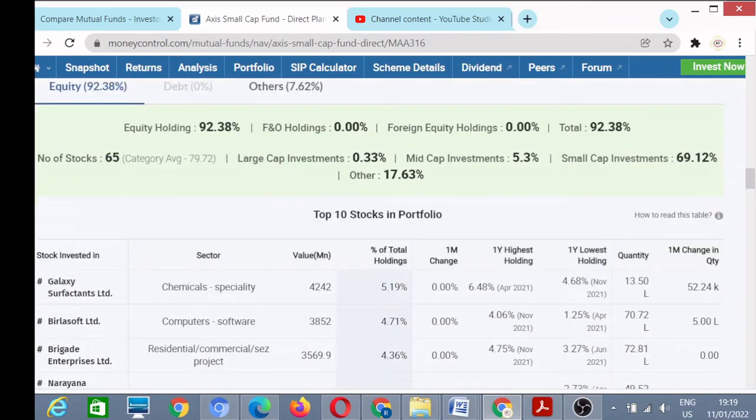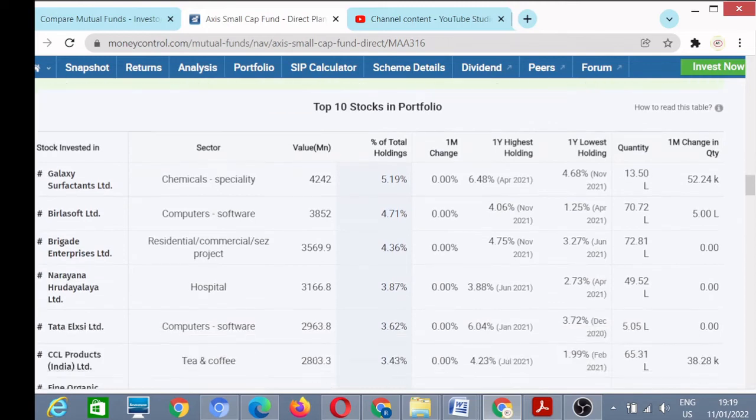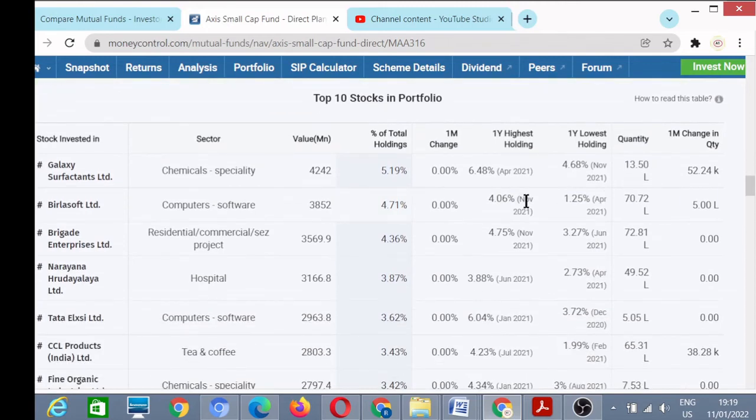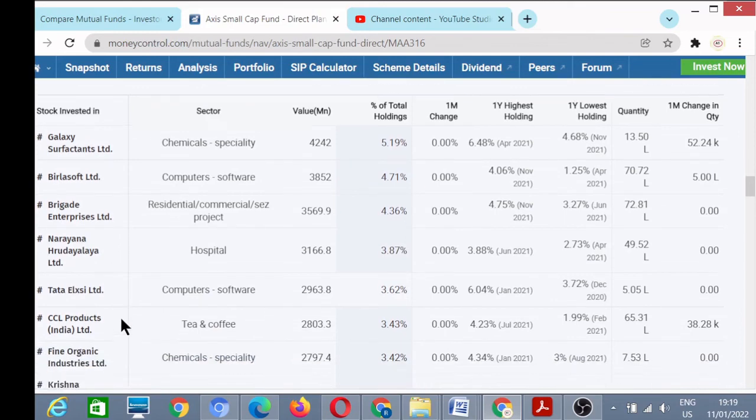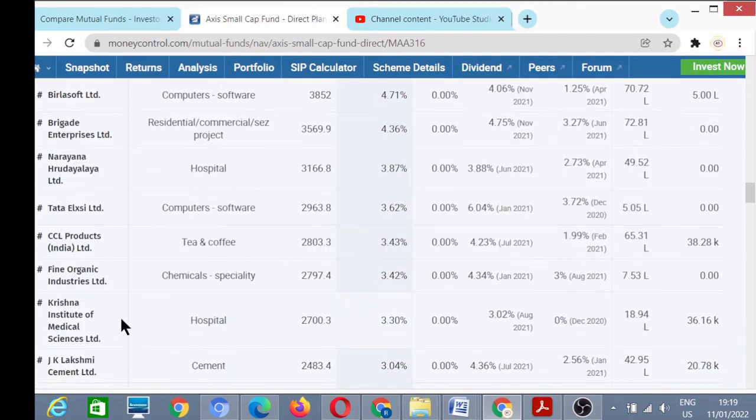Now this is the portfolio of the fund. So we directly come to companies. First is Galaxy, this is a chemical company, coatings, chemicals. Then Birla Soft, software related. Then we have Brigade Enterprises, this is the housing sector. Then we have Narayana Hridayalaya Hospital. Then Tata Elxsi, this is a software company, specialized software. Not like TCS, this is a specialized software company.